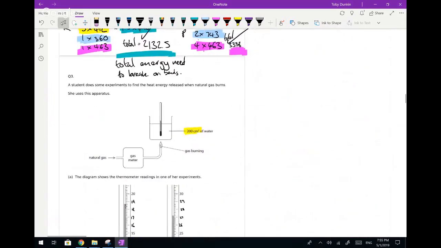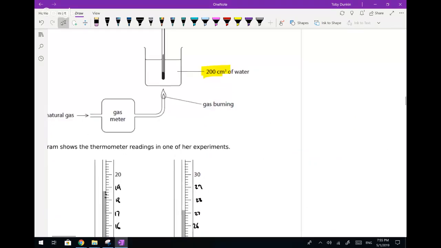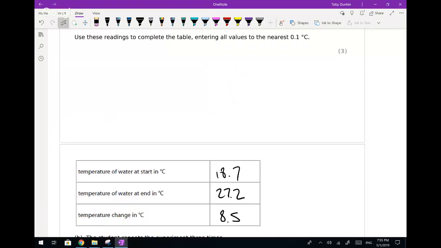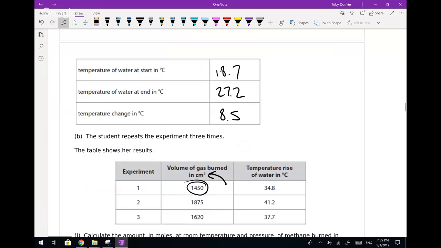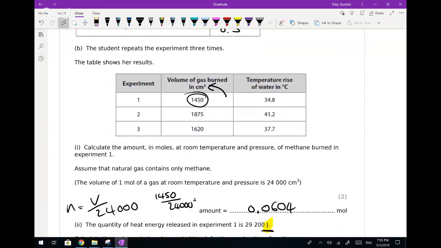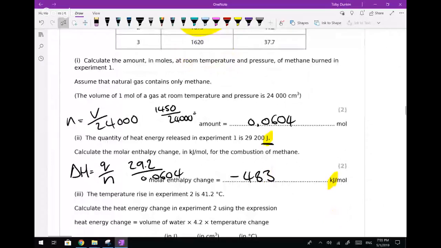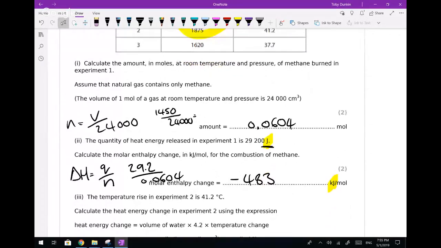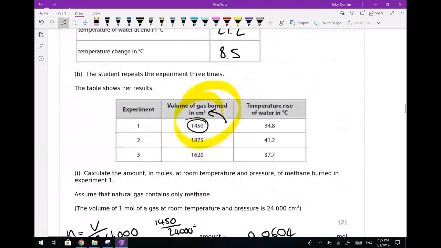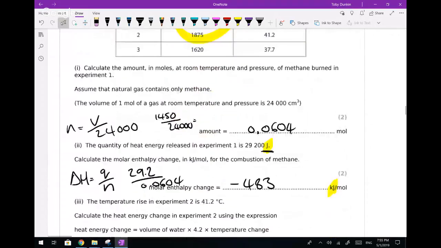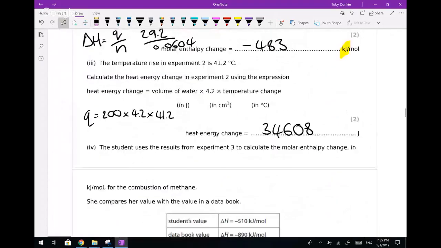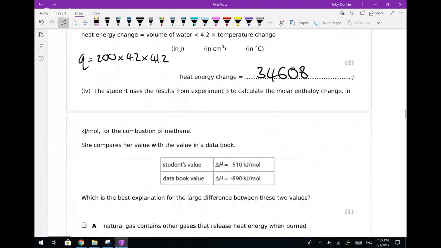Another external calorimetry. There's the mass of water being shown. They're making you read a thermometer again, working out the temperature change. They've given you the volume of gas in centimeters cubed, folks. Oh, V over 24. Run it through to get your moles of gas. Delta H equals Q over n. You work out your kilojoules. You work out your moles. Don't forget when you've got your Q equals mc delta T, don't forget to divide by 1,000. There we go. Then it gives you a second one.